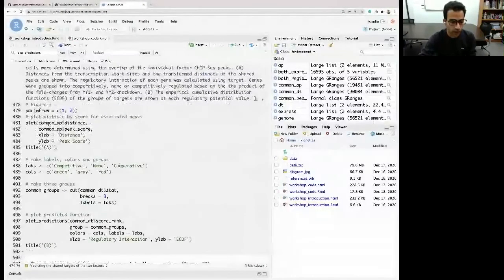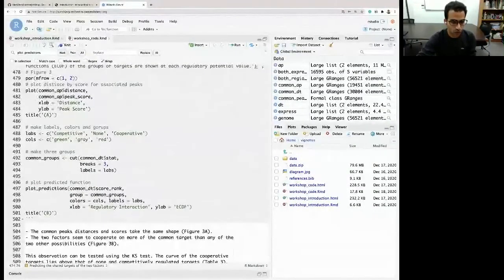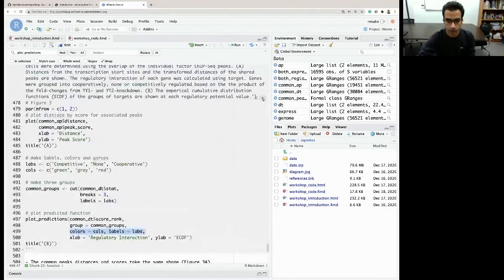So I'm also using similar graphs to visualize the output. This is the output to see how the distances relate to the scores. To make three groups, I'm using cut again to cut the regulatory interaction into three groups, passing it the labels that we just made. And then for plot prediction, we pass it the score rank, the groups, and then the labels and the colors that we made.